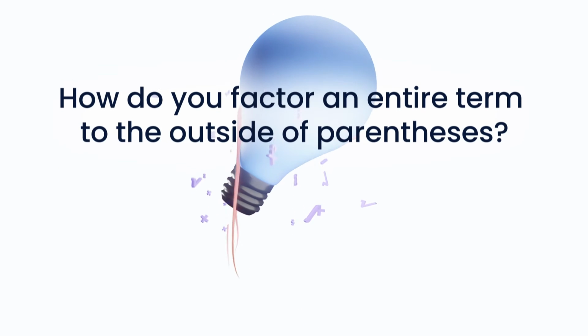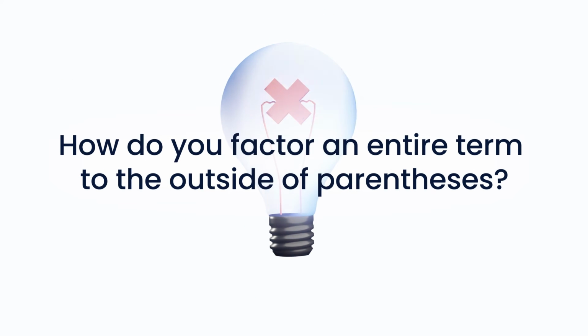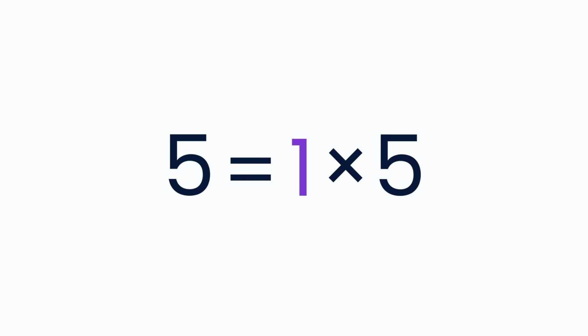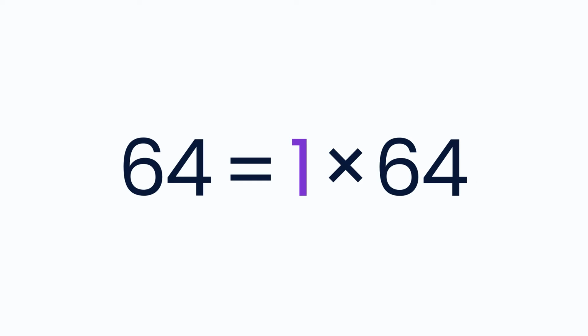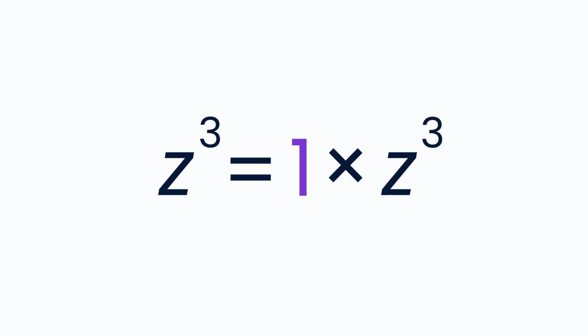How do you factor an entire term to the outside of parentheses? When this happens, you simply leave a factor of 1 inside the parentheses. Recall that you can always multiply by 1 without changing the value of a number. 5 can be written as 1 times 5. 64 can be written as 1 times 64. And z cubed can be written as 1 times z cubed.